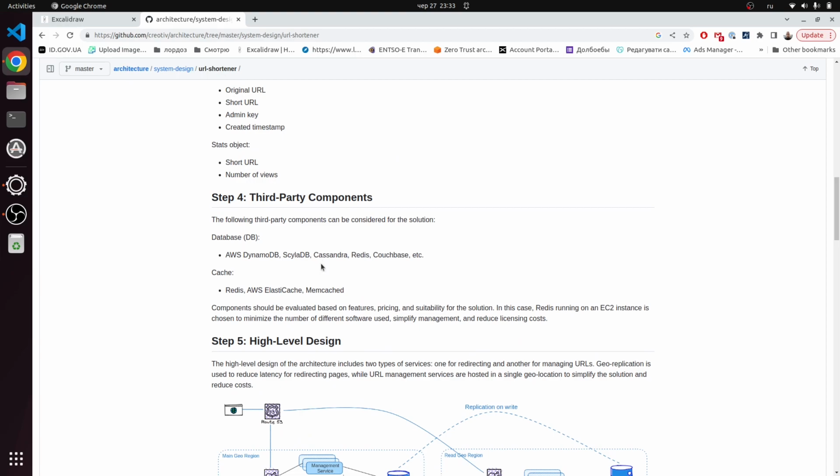On step 4 we're describing third-party components that we may use. It's not that we'll use them 100%, it's just limiting the number of things that we may need, to understand from what set of things we will choose our solution. For example, for database we can use DynamoDB, ScyllaDB, Cassandra, Redis, Couchbase, things like that. For cache, Redis, ElastiCache, Memcache.